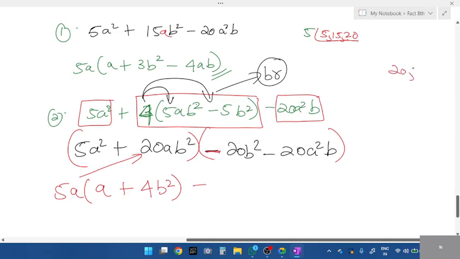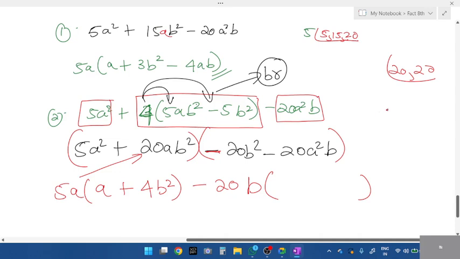Not 5. If 20 and 20 both are same, can I take 20 outside? Yeah, both are same, right? If both are same, both are common. What about alphabet? Just b, not b square. Which is less, b square or b? B is less. Very good.